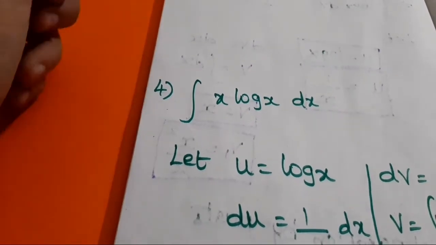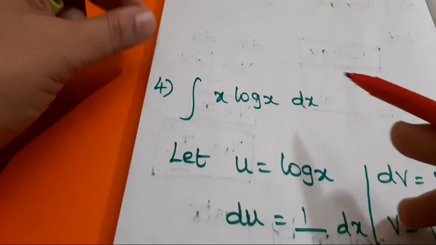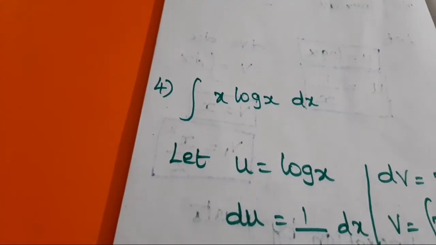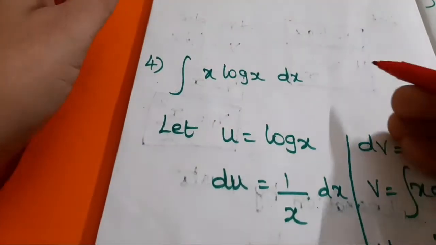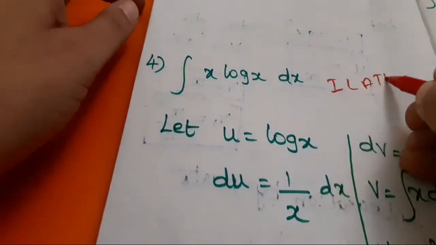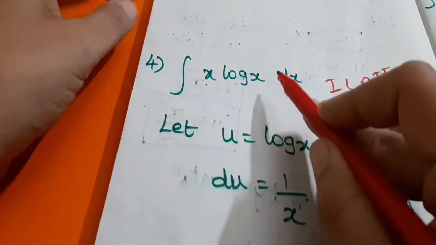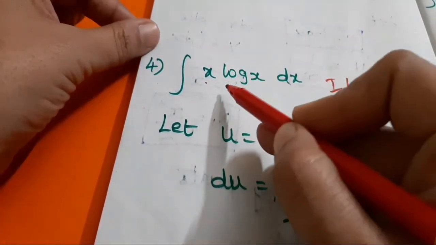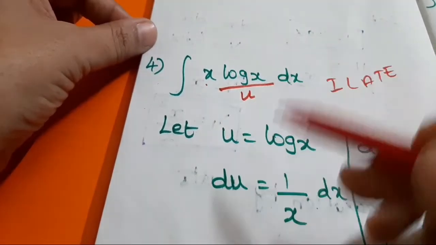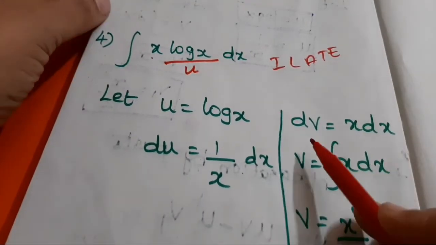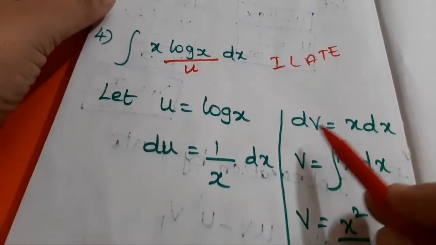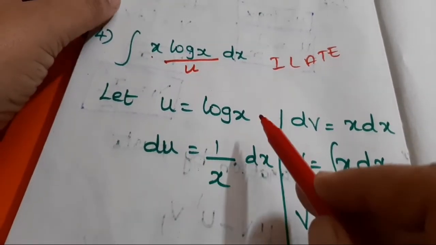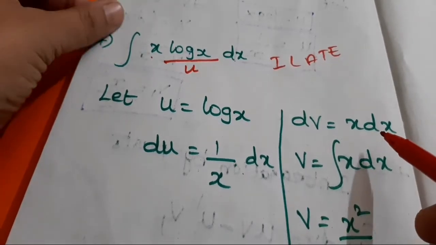Now, the fourth problem is integral x log x dx. Already I told you, if a logarithmic function is involved in integration by parts, you have to use the general formula for integration by parts. Okay. So, here also isolate the logarithmic function, and x dx is an algebraic function. So, first you have to give the priority to the logarithmic function and the remaining thing, x dx, should be taken as dv. So, u should be taken as log x and dv should be taken as x dx.